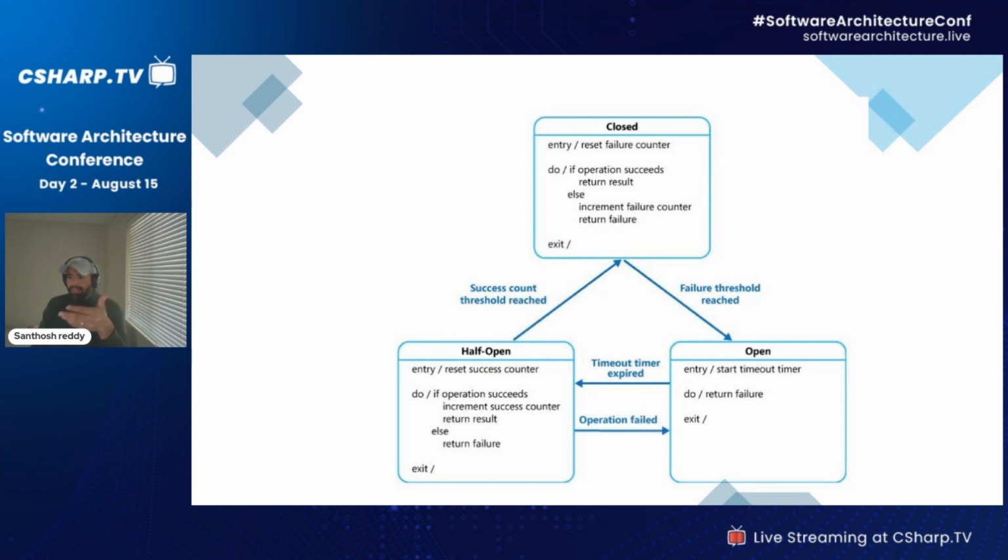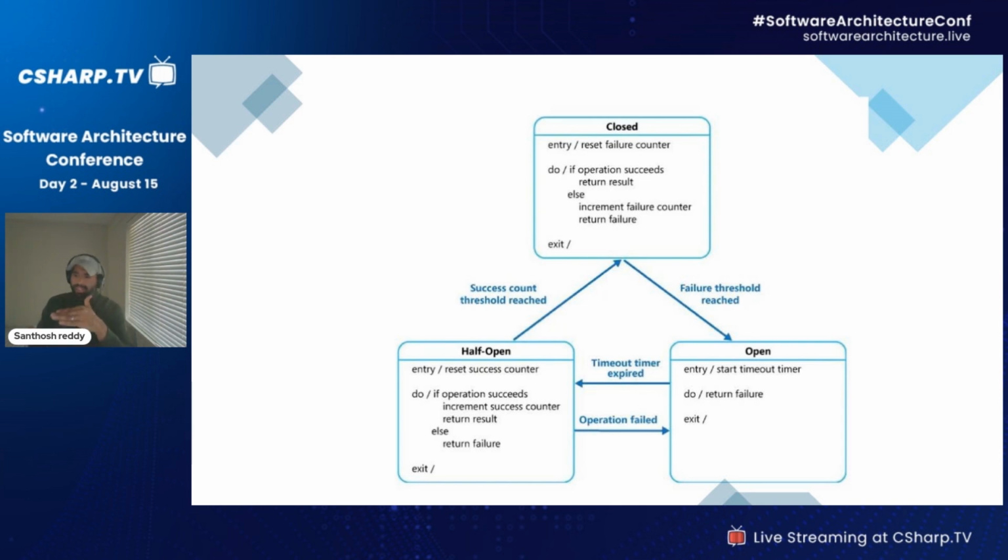Then you can add some timeouts. And if the timeout has expired, it will again check. So in order to check, now it will change its state to half open. And then it will try to make another call to service B. If service B comes back online again, then based on the success counter, it will go back to the closed state, and it will close that complete path.